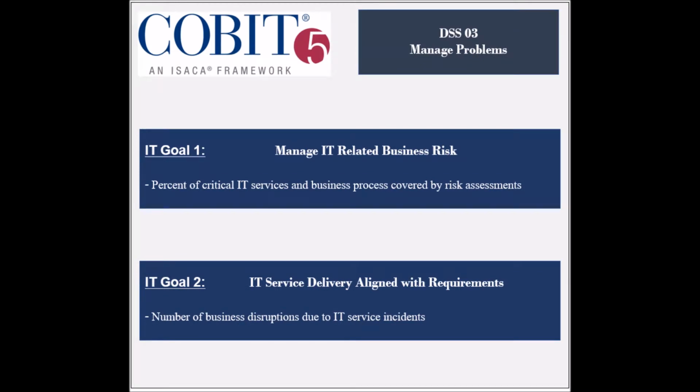The first goal is to manage IT-related business risks. Its achievement is measured by the number of significant IT incidents that were identified with the risk assessments, and by the frequency of update of the risk profile. The second goal is to deliver IT service in alignment with the business requirements. Its achievement is measured by the number of business disruptions due to IT service incidents, and by the user satisfaction level with the IT service quality.